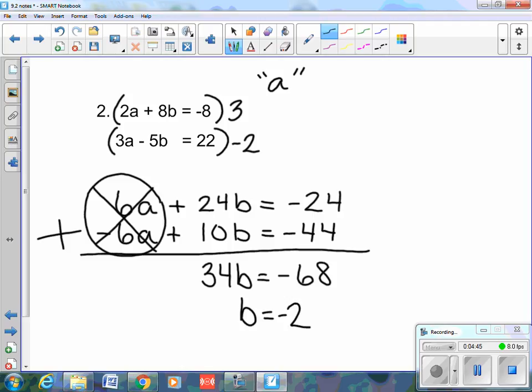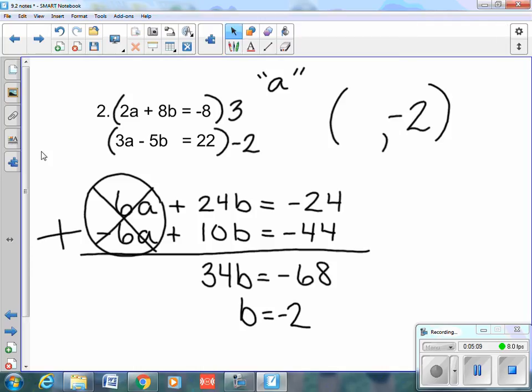Again, I am not done with this problem. I need to go up and write my ordered pair. In the last problem, we used x's and y's. In this problem, we're doing a's and b's. Make sure you put them in alphabetical order in the ordered pair. B is a negative 2, it goes here because it kind of stands for the y. And now we need to find the a.